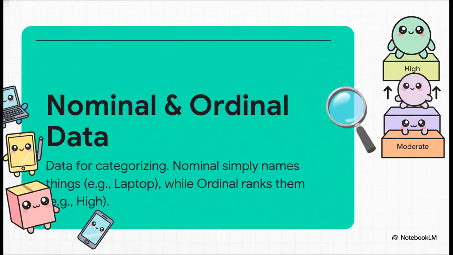So let's start with the first two, nominal and ordinal. These guys are all about categories. Think of nominal data as just putting things into different boxes, each with a label, like a laptop box, a tablet box, a smartphone box. There's no order, right? They're just different. But ordinal data, well, it also uses boxes, but these boxes have a specific ranking. Think low, moderate, high. You know that high is more than low, but the gap between them isn't necessarily equal.